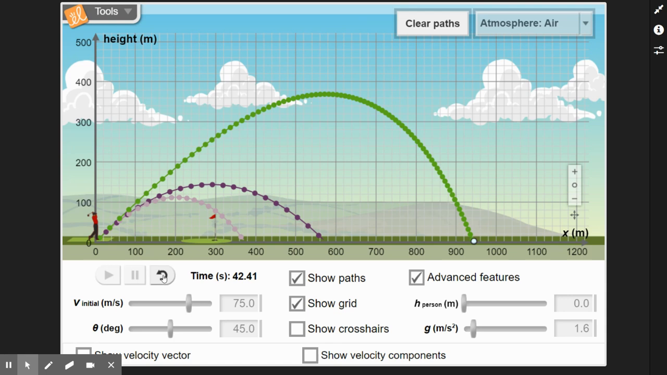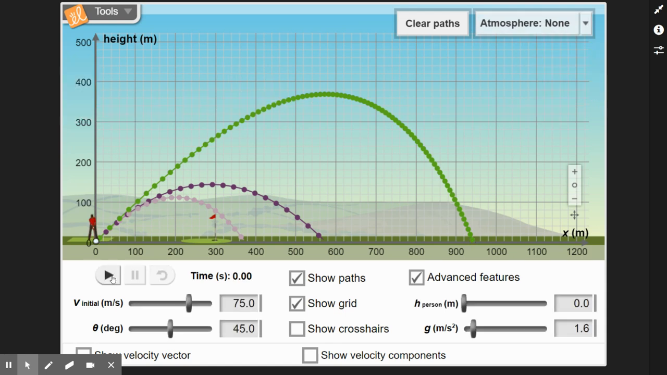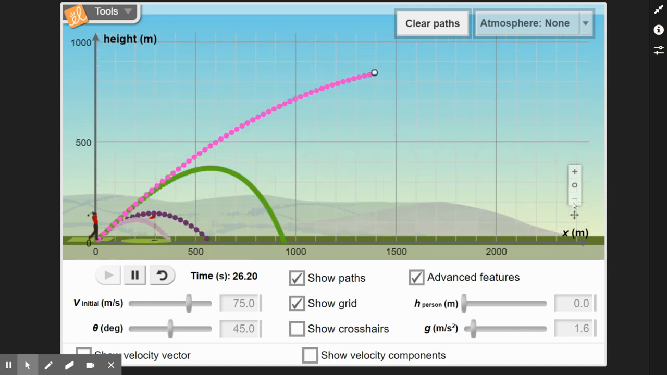All right, well then let's take out the atmosphere. I can't zoom out anymore. Okay, so yeah, that went very, very far. It didn't stop until 66 seconds later.